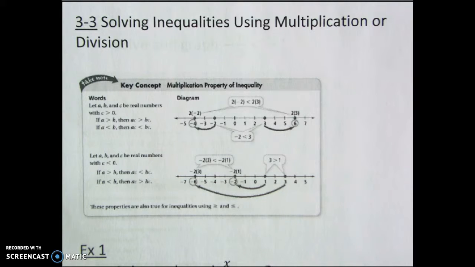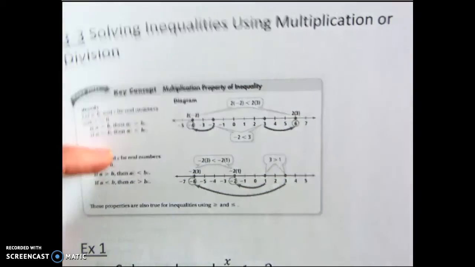Okay, this is on solving inequalities using the multiplication and division properties of inequality. So remember, in the last section we said if you add on one side, you have to add on the other side. If you subtract on one side, you have to subtract on the other side. Well, now the deal is if you multiply on one side, you have to multiply on both sides. And if you divide on one side, you have to divide on both sides. So let's take a look at a couple of these.